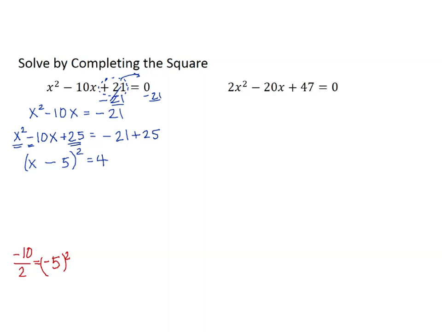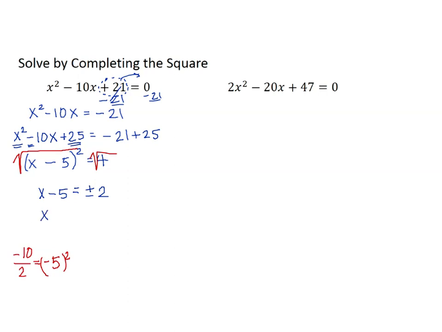So now, how do we solve this? Well, if I have something squared, then I would take the square root to solve it. So I'm going to take the square root of this side and this side, and we are going to be looking at both the positive and negative root. So on the left side, I'll just be left with x minus 5. On the right side, I'll be left with positive or negative 2.